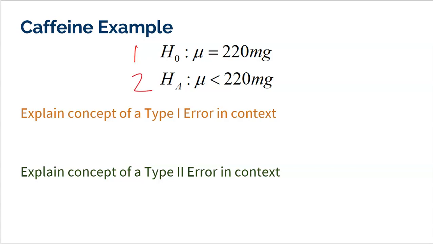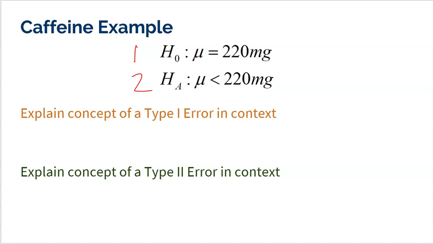Numerical order, 1, 2. This actually helps me. So a type 1 error is when the null is true. The average amount of caffeine in the tablets really is 220 milligrams, but the error is I think it's less. So this is basically my machines are working fine. Production is working great. It's really true that it's 220, but I stop production. I try to fix a problem that doesn't exist. That's obviously an error.